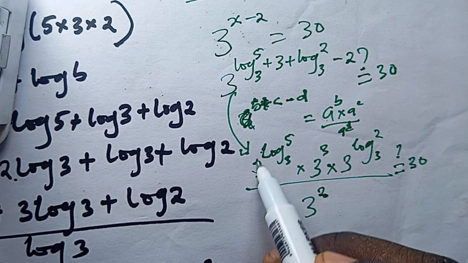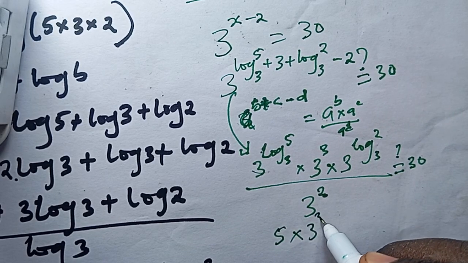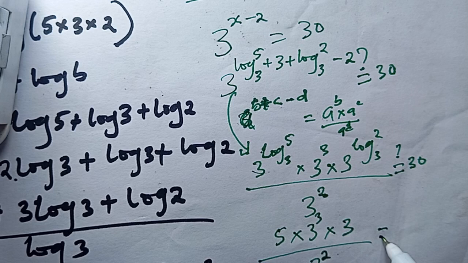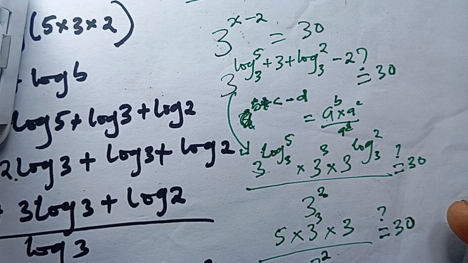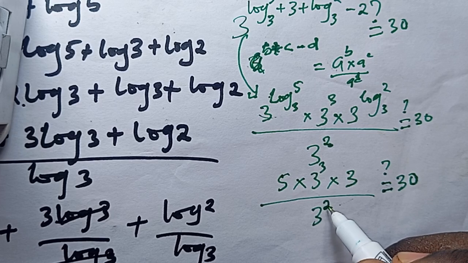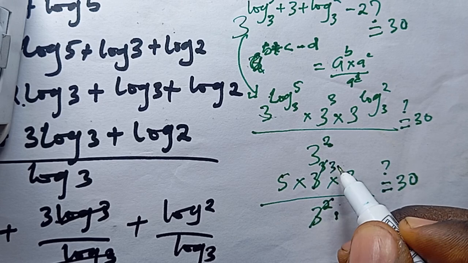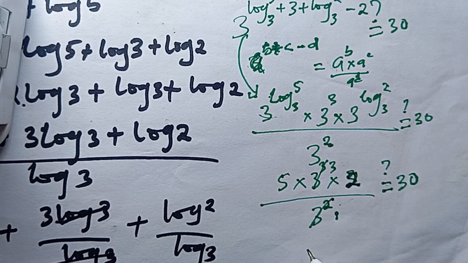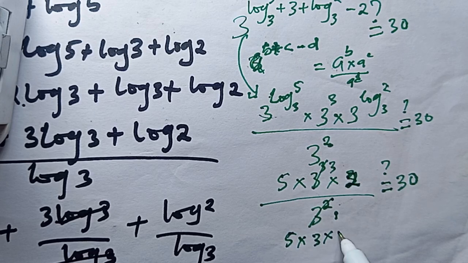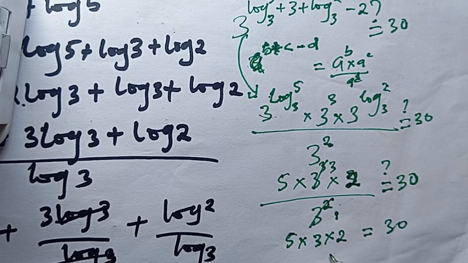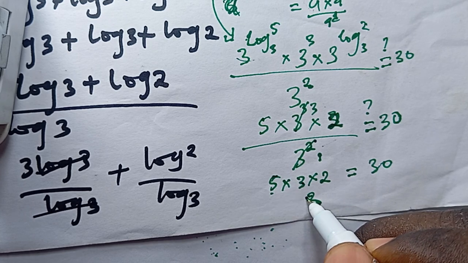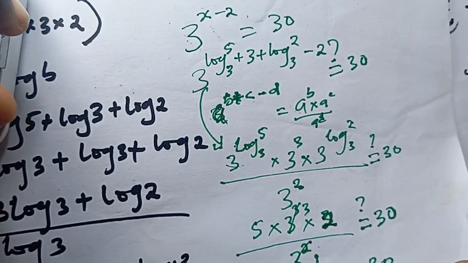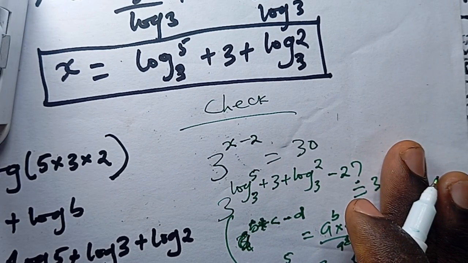Moving on, this is going to change to 5 multiplied by 3 power 3 multiplied by 2, all divided by 3 power 2, and will this be equal to 30? When we evaluate 3 power 3 divided by 3 power 2, I'm left with 3. So eventually what we have is 5 multiplied by 3 and then multiplied by 2, and obviously this is equal to 30. 5 multiplied by 3 is 15, and 15 times 2 is 30. So this is equal to 30, and that shows that the value of x which we've got right here does satisfy the problem.